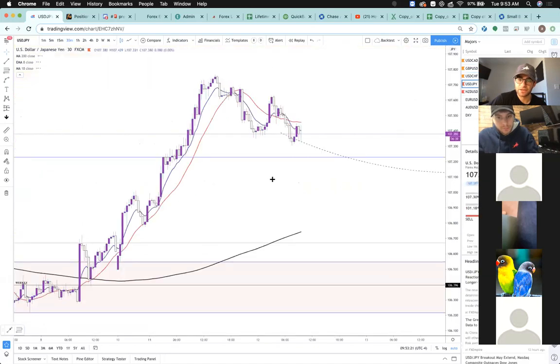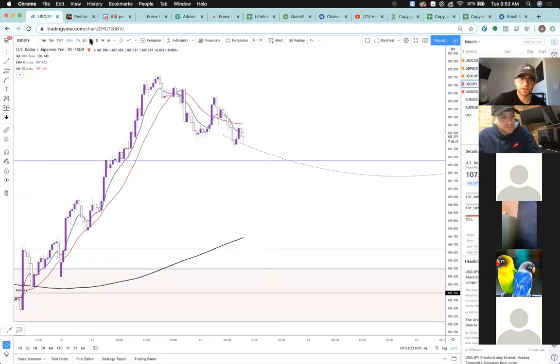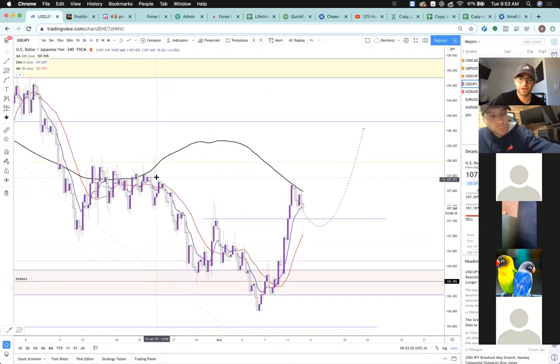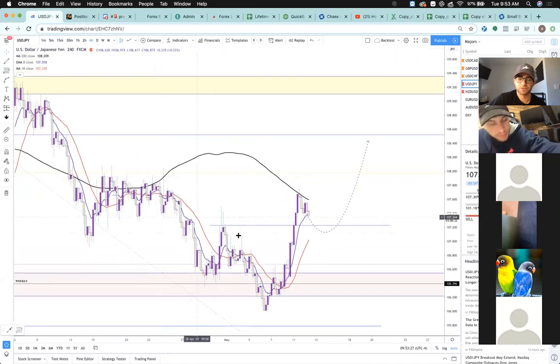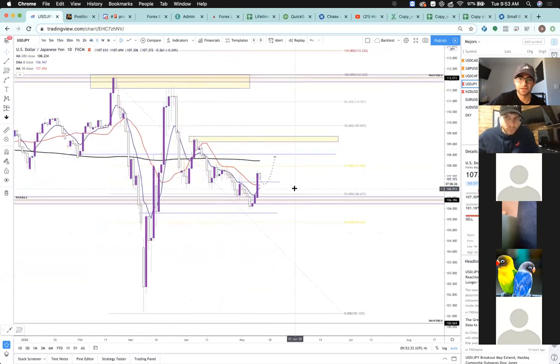And then USD JPY, again, higher time frames are bearish, but we just broke some lower time frame structure right here. So we will see if we can get some sort of pullbacks and get long on this until we get to some more serious resistance levels.